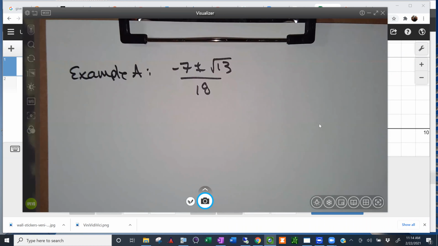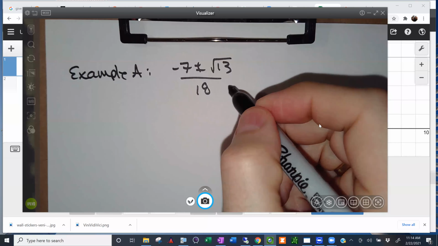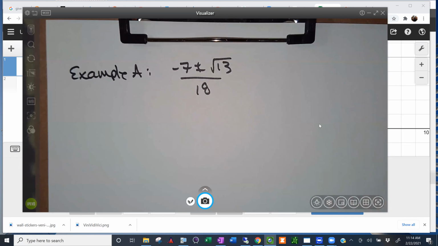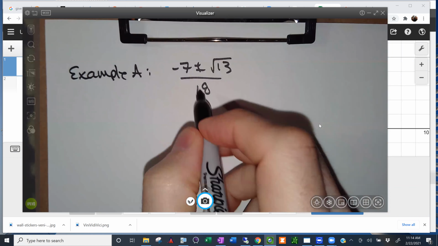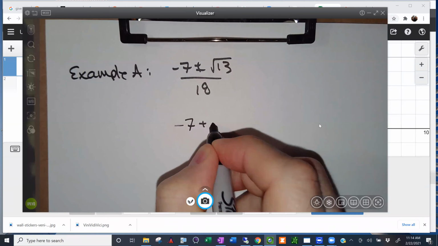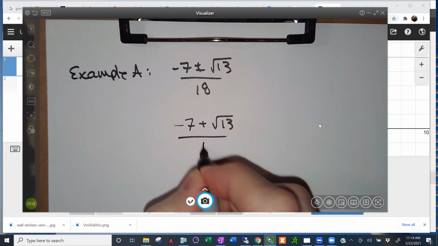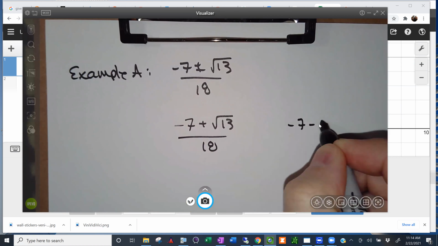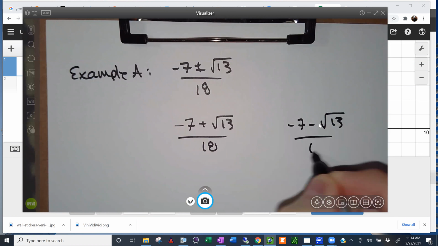So one of the things you might be asked to do in working with material in section 10.1 is find some values of some quotients involving a square root. Now, one thing to keep in mind is that this really represents two solutions. The first one would be -7 plus the square root of 13 over 18. And the second one would be -7 minus the square root of 13 over 18.